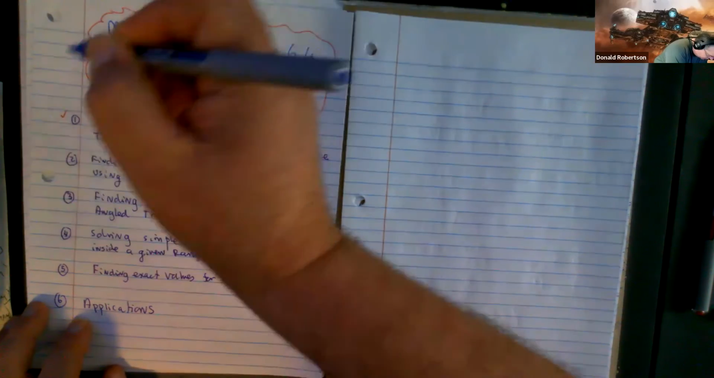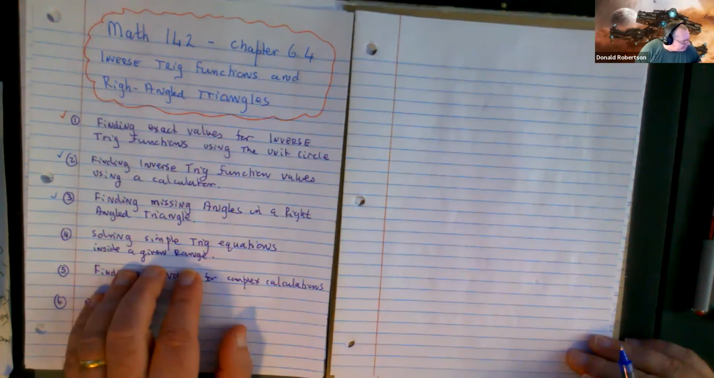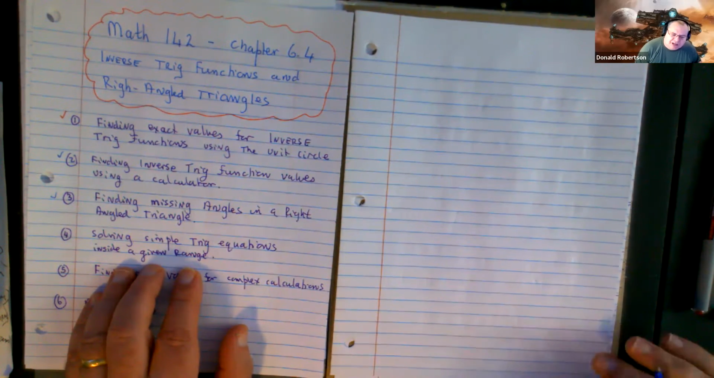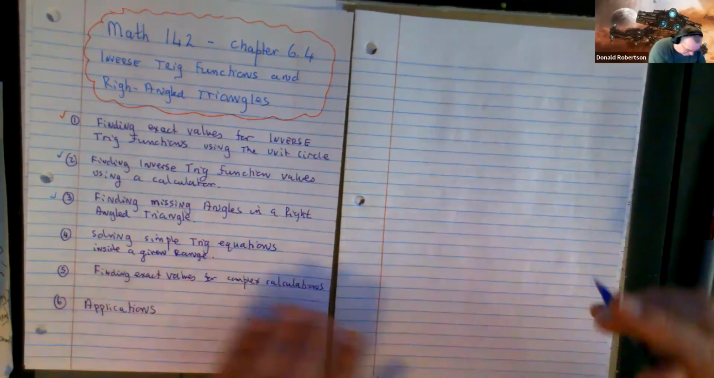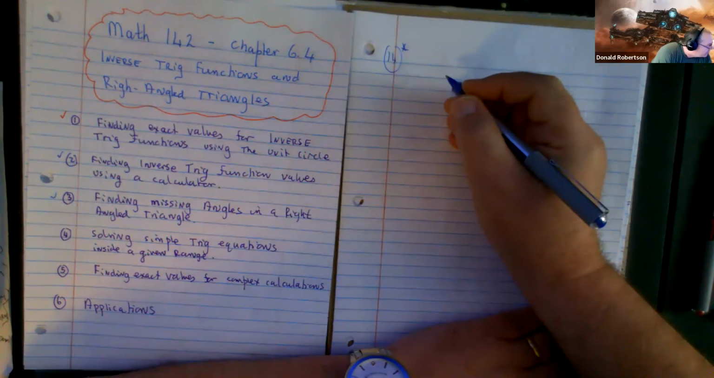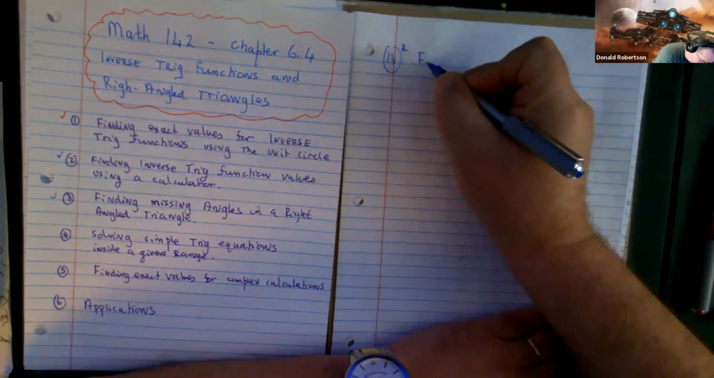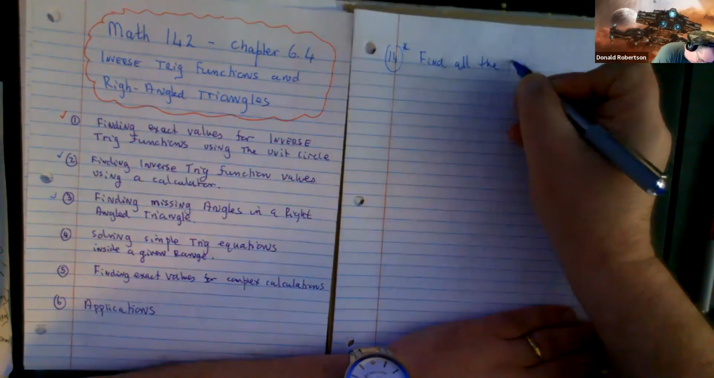Now, this one here is, oh God, I can't think of a phrase for it. Weird? Strange? Yeah, let's call it strange. These are kind of strange questions. Here's an example. Question 14 says, find all the angles.